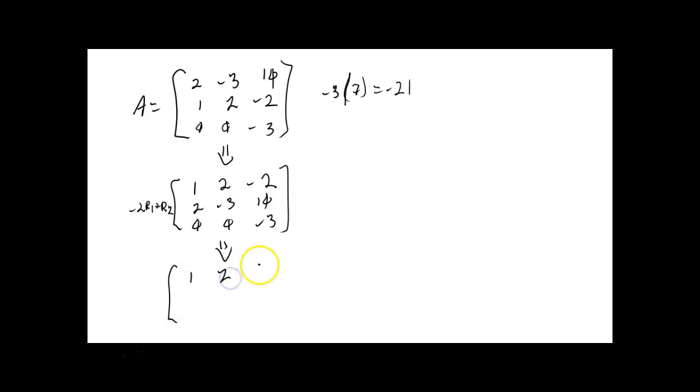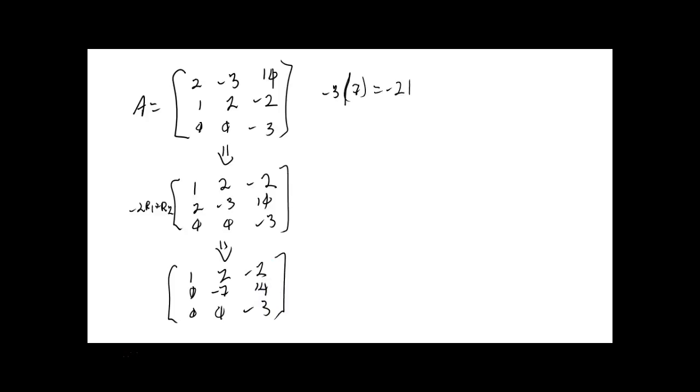1, 2, minus 2, and 0, 0, minus 3. They stay the same. You do the new second row. What does that become? 0, negative 7. Say that again. Negative 14? 14, okay, all right. 2 plus 10, 14, okay.